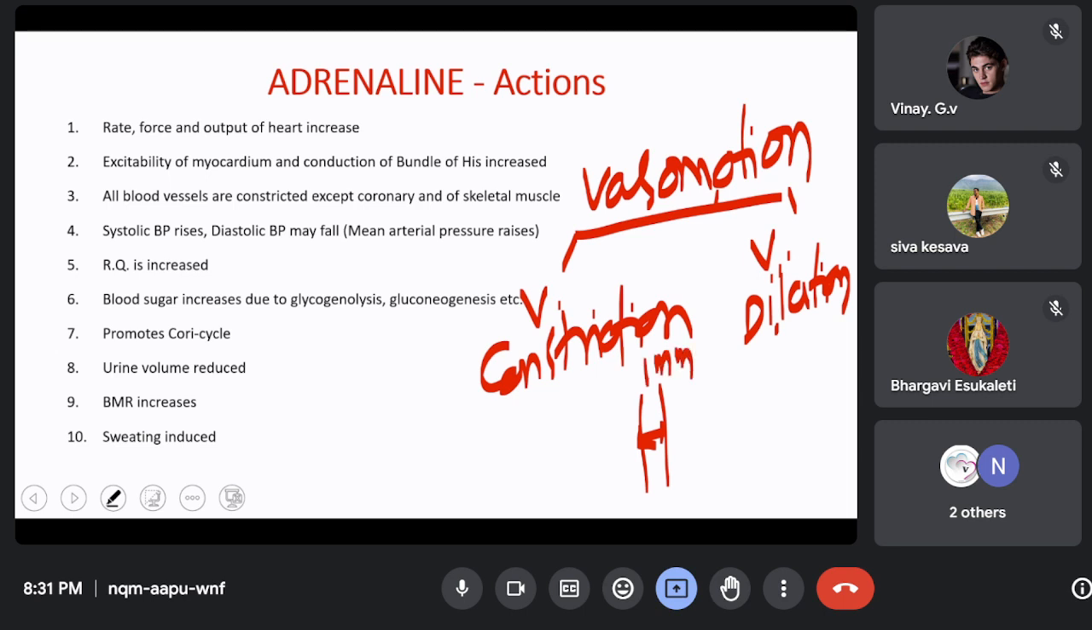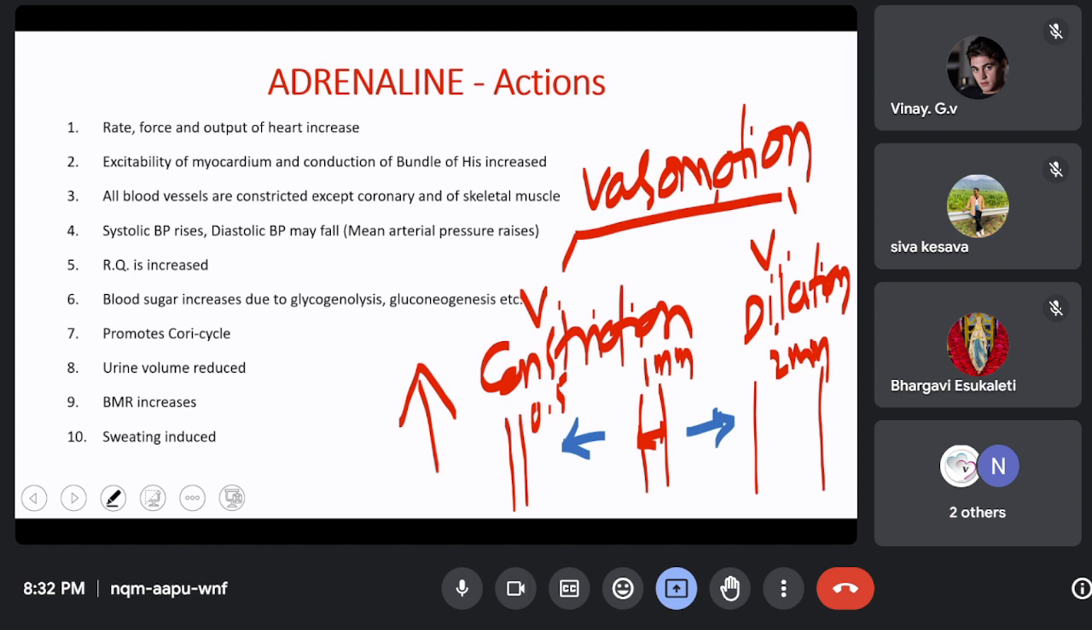What happens when vasoconstriction takes place or when vasodilation takes place? In constriction, the diameter decreases. Let's say it is decreased to 0.5 mm. When dilation takes place, the diameter increases to, say, for example, 2 mm. So in constriction, the diameter of the blood vessel decreases, and in dilation, the diameter of the blood vessel increases. When the diameter of the blood vessel decreases, what happens? The blood pressure increases. The rate of flow of blood increases.